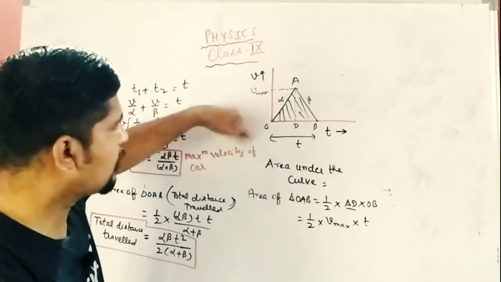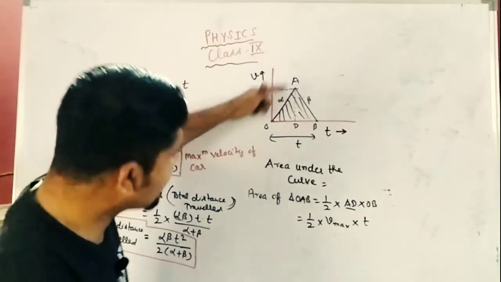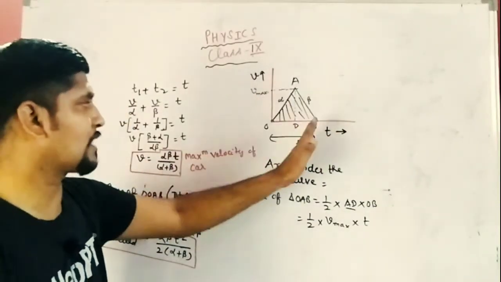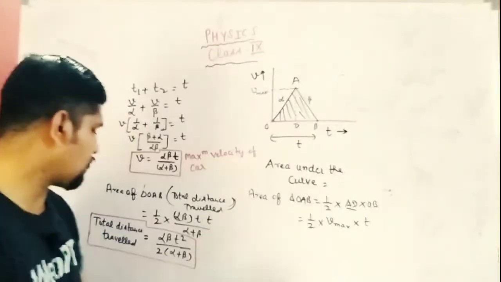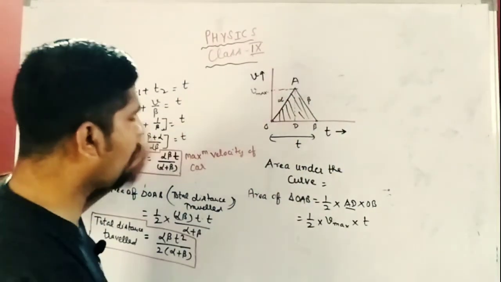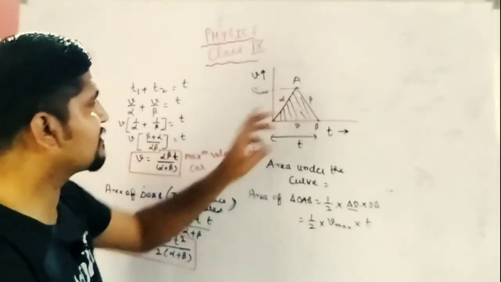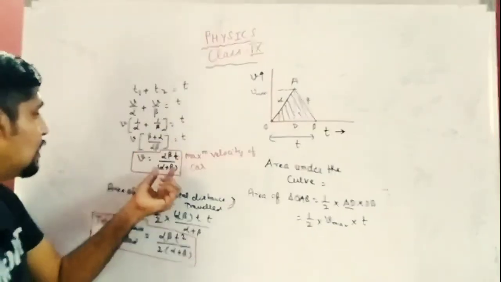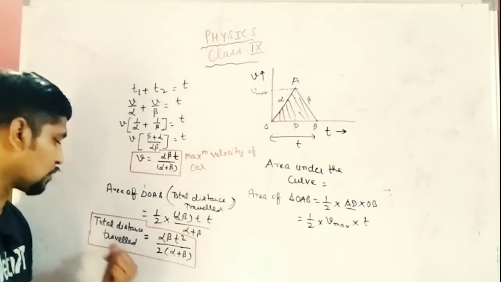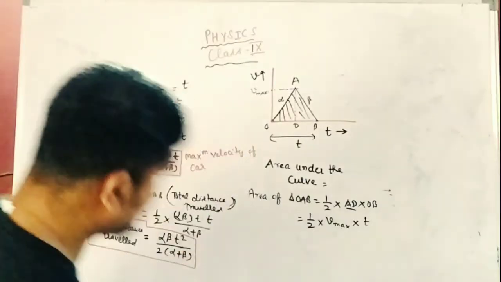So we will draw the graph as in the statement. The car is starting from rest, accelerating at a constant alpha, then it is decelerating with a constant beta, then it comes to 0. So area of triangle OAB will be equal to half of AD multiplied by OB, and OB is the total elapsed time t which is given in the statement, and AD is the maximum velocity attained by the car, that is equal to alpha beta t divided by alpha plus beta. So put the values, we will find the total distance traveled by the car. Clear? Let us move to the next question.